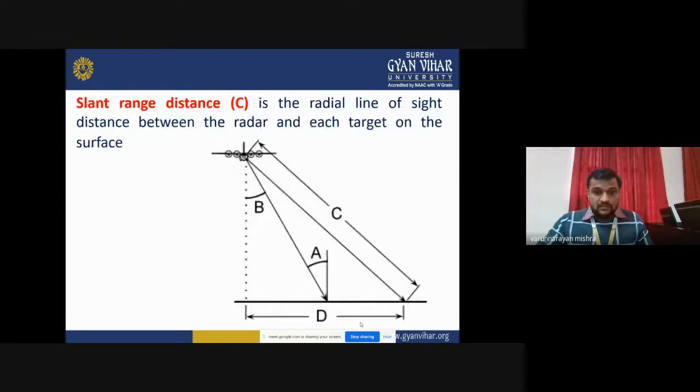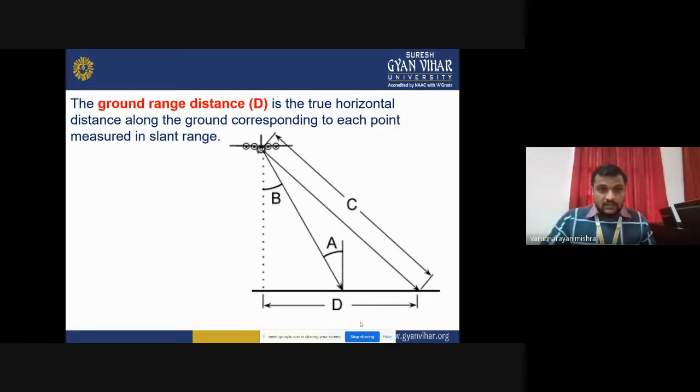Slant range is the radial line of sight distance between the radar and each target on the surface. Ground range distance is the true horizontal distance along the ground corresponding to each point measured in the slant range. These are some of the terminologies in radar geometry. These are very important to know how different terminologies are used in radar geometry, and this is very useful for getting the information.